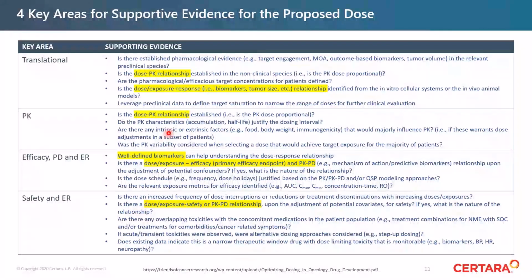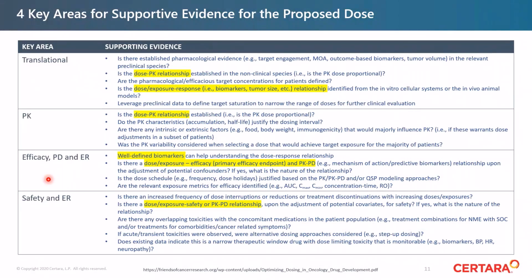Once data from the dose optimization studies is available, the selection and justification of the registrational dose should take a multifactorial approach. It is important to note that the FDA is looking for integrated evidence from the 4 key areas listed on the slide to support the proposed registrational dose. They are looking, in other words, at whether the totality of evidence up to that point, based on translational, clinical PK/PD, safety, and efficacy data, along with the dose and exposure response relationships, support the proposed recommended dose.